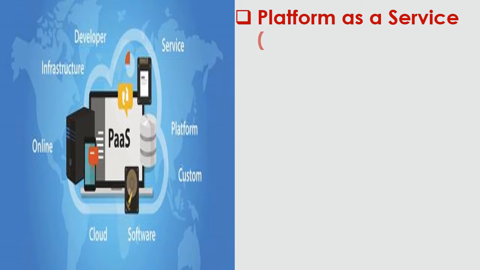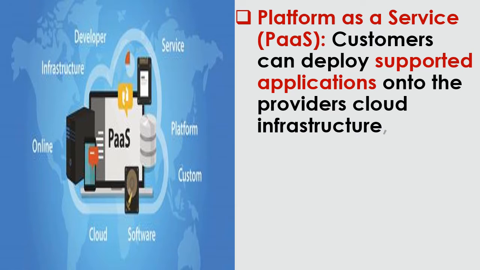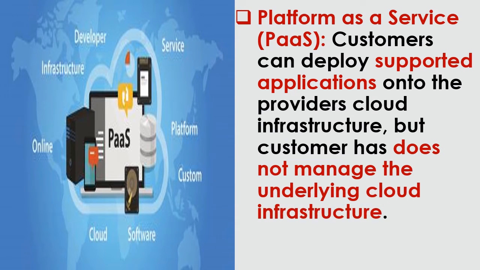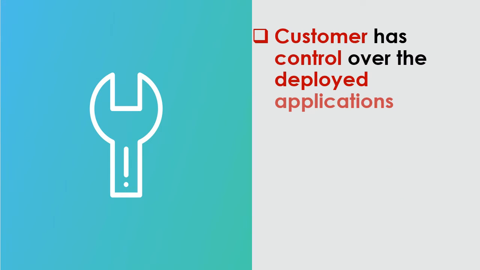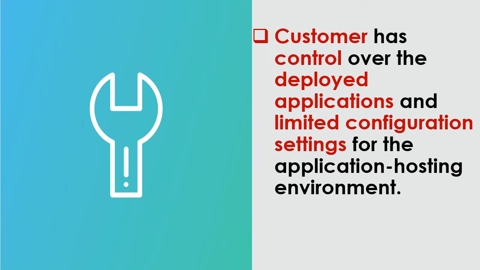Platform as a Service, PaaS customers can deploy supported applications onto the provider's cloud infrastructure, but the customer does not manage the underlying cloud infrastructure. The customer has control over the deployed applications and limited configuration settings for the application hosting environment.